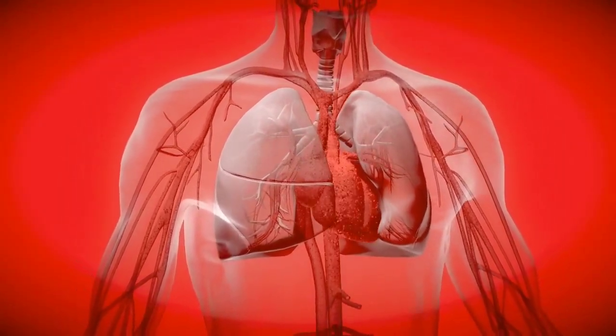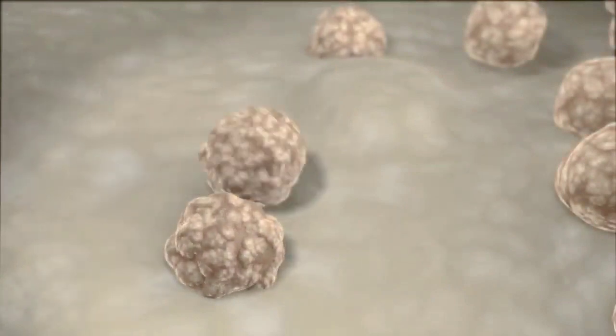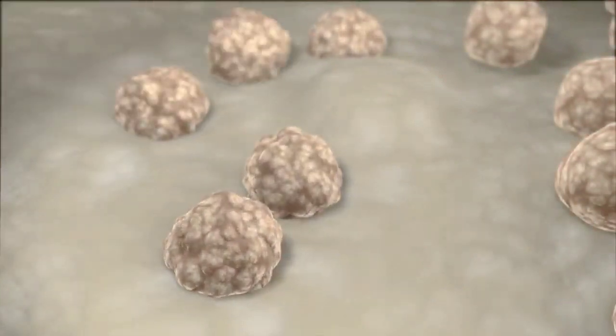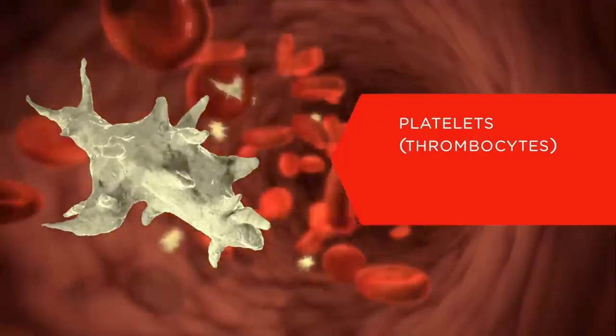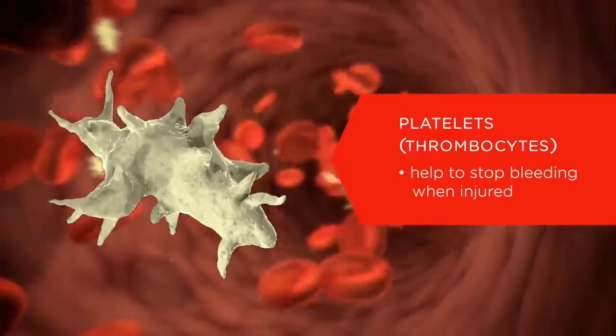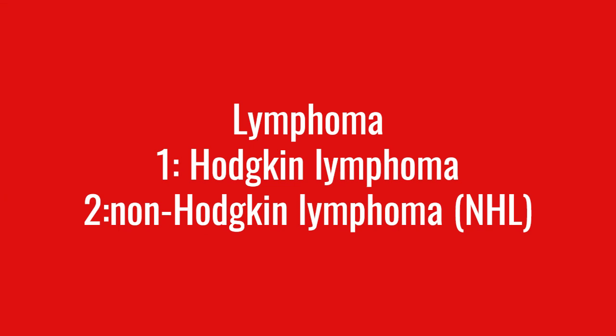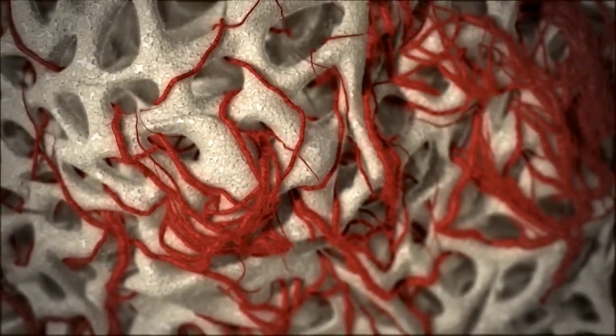Lymphoma is a cancer that affects the lymphatic system, which is a part of the immune system. It can develop in lymph nodes, lymphatic vessels, or other lymphoid tissues. Lymphoma is categorized into two main types, Hodgkin lymphoma and non-Hodgkin lymphoma, NHL.